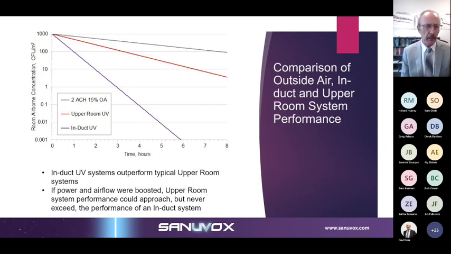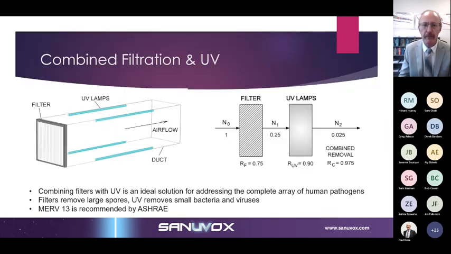The reason is upper room systems have low UV power, they have low airflow, so you can't expect their performance to approach that of an in-duct system, which typically has high airflow and high UV power. Now, theoretically, if you boosted the power and airflow of an upper room system, you would approach the performance of an in-duct UV system eventually, but you could never exceed the performance. The in-duct system represents the theoretical maximum of performance for any given airflow.